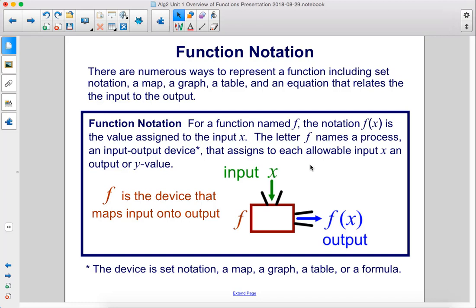The letter f names a process, an input-output device, that assigns to each allowable input x an output or y value. Lowercase f is the device that maps input onto output. So here we have f of x: we input x and we get f of x as our output. The device is set notation, a map, a graph, a table, or a formula.